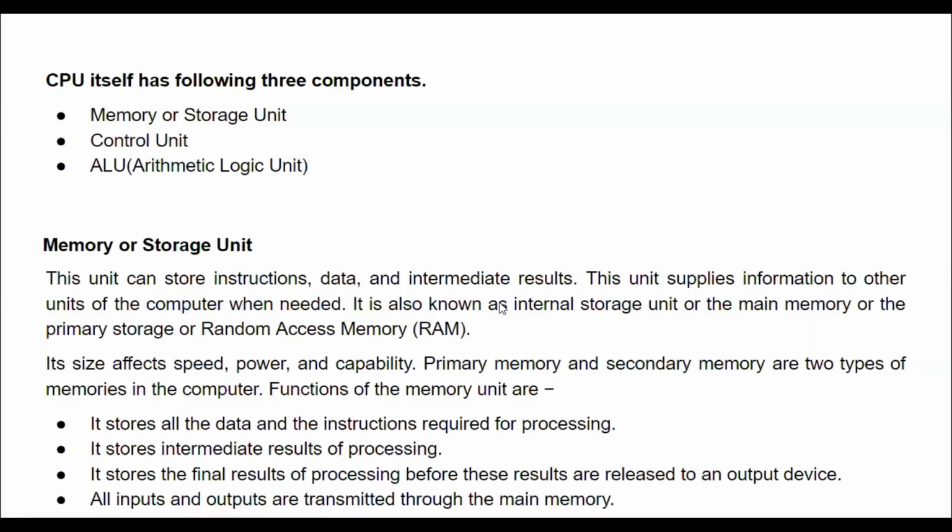first, it stores all the data and the instructions required for processing. Second, it stores intermediate results of processing. Third, it stores the final results of processing before the results are released to an output device. And fourth, all inputs and outputs are transmitted through the main memory.